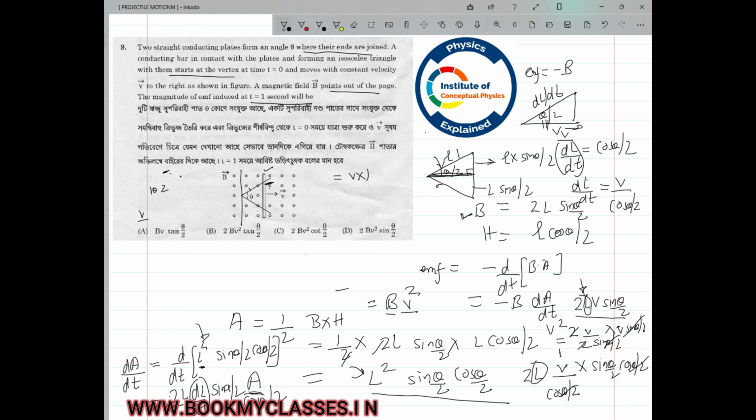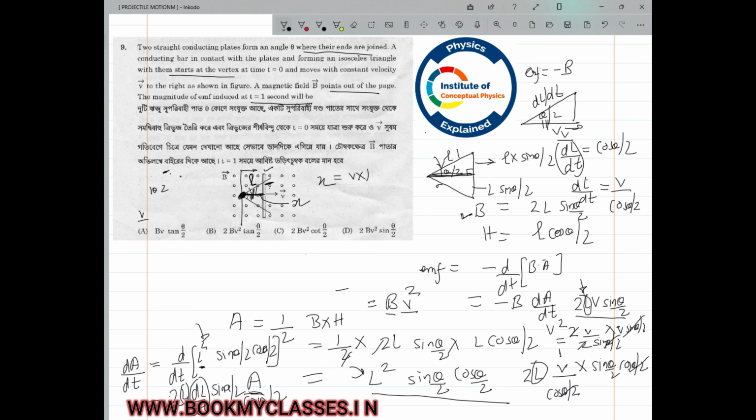V into 1, right? So this particular thing is v into 1, which is equal to v. We have to find the corresponding L, because when the rod is at the vertex there is no area. As it moves, you can see the triangular area is increasing. So at t equal to 1 second, x is equal to v into 1, right? If I were to draw this triangle, this is my L. If you remember, we were able to reach here.